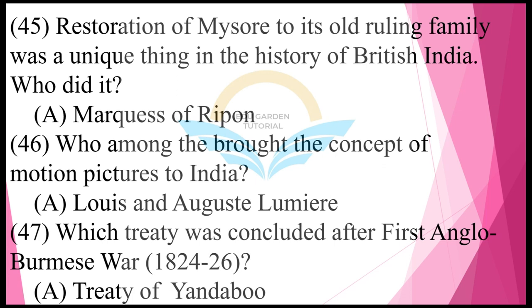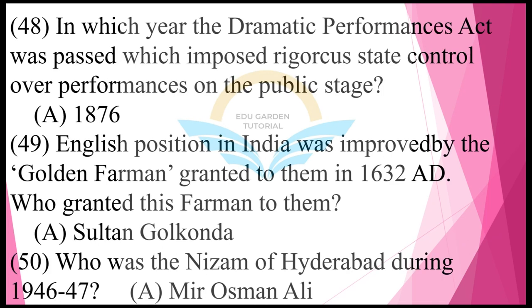Next question. In which year was the Dramatic Performances Act passed, which imposed rigorous state control over performances on the public stage? Answer is 1876.